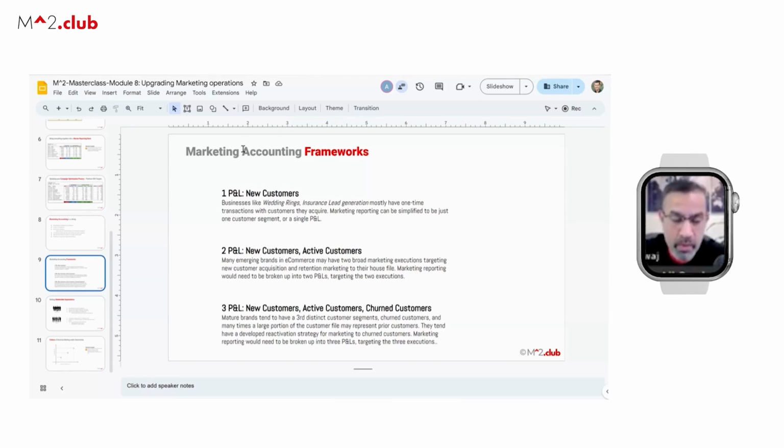I'm going to walk you through that in a second. Where you can think of wedding rings, insurance lead gen, all of these businesses, when we work with them, they're really a one P&L shop, right?